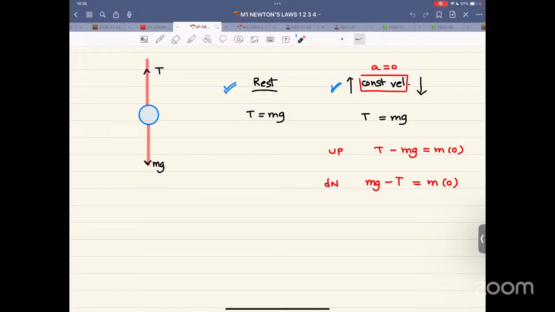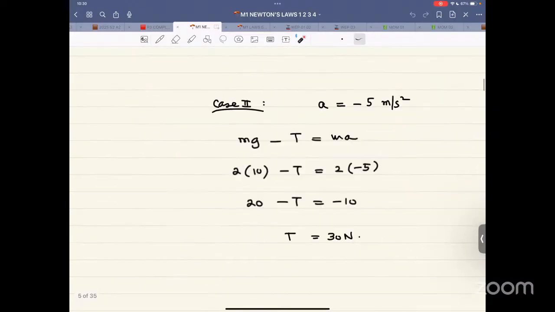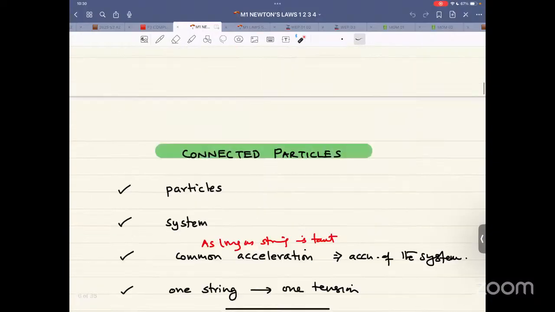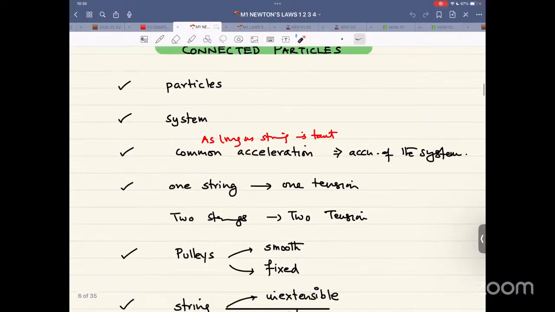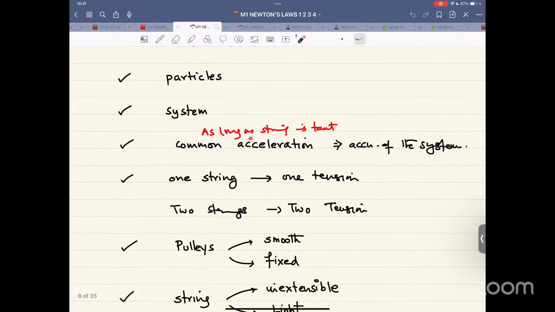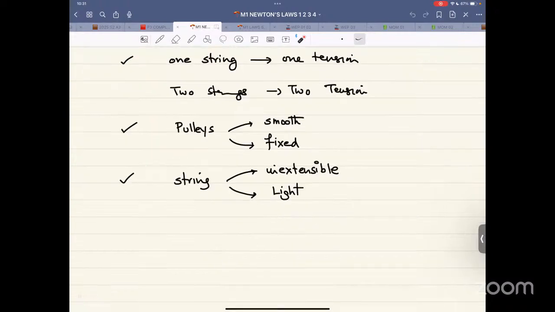Then what else is here? That's the same thing, just the basic idea. When we talk about connected particles, it is called a system. As long as the string is taut, T-A-U-T, stretched out, it is a system. It has a common acceleration. One string, one tension; two strings, two different tensions. For the pulley, it's always smooth and fixed. For the string, it's always inextensible and light. So that is the hard and fast rule.